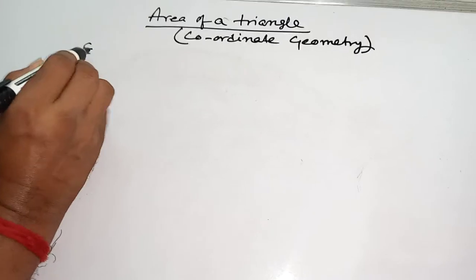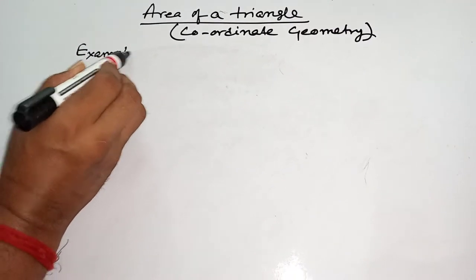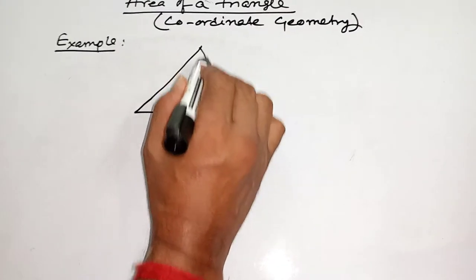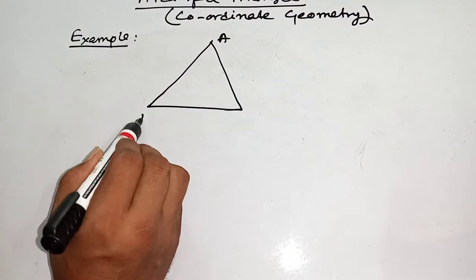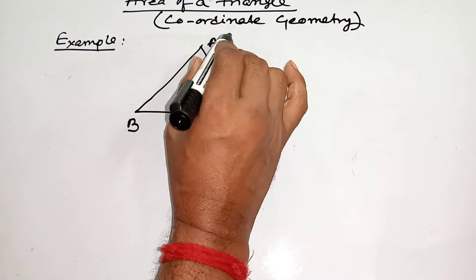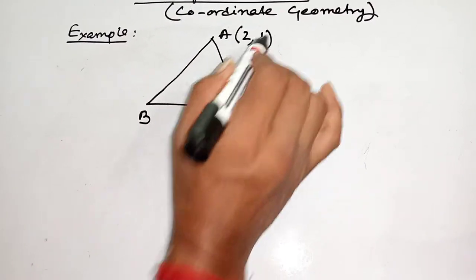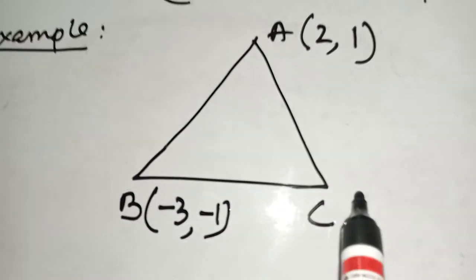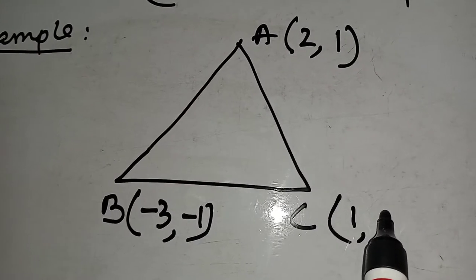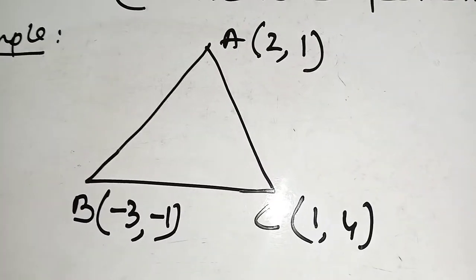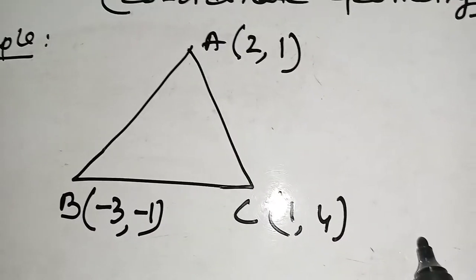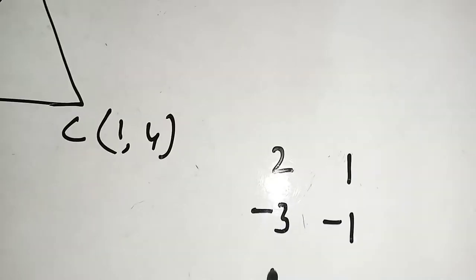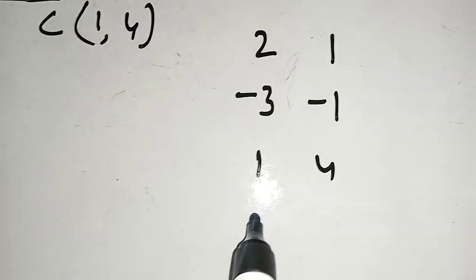Example. Triangle ABC. The coordinate of A is 2 comma 1. This is minus 3 minus 1, and this is 1 comma 4. Find the area of triangle. At first you write 2, 1, minus 3, minus 1, 1, 4. Again, repeat this one, 2, 1.